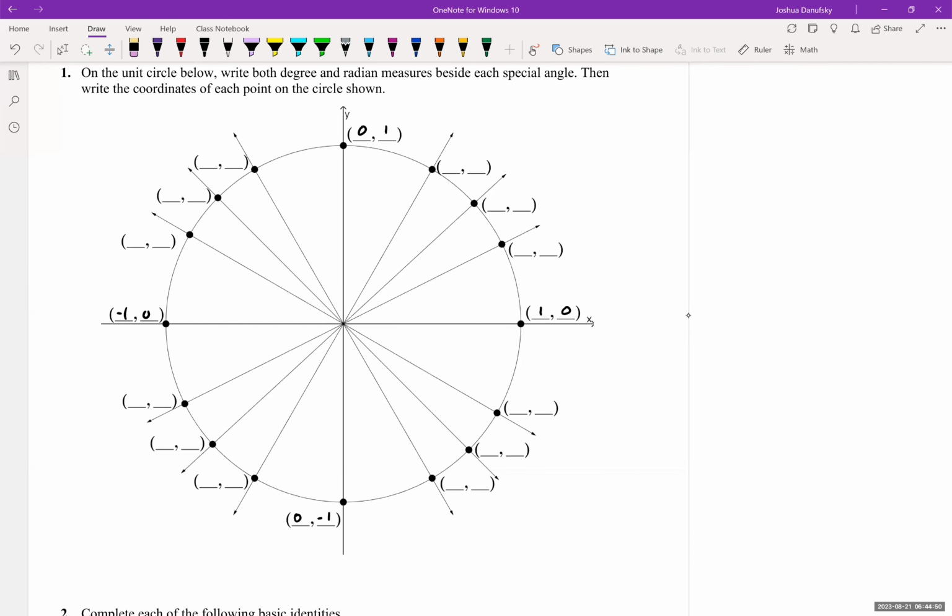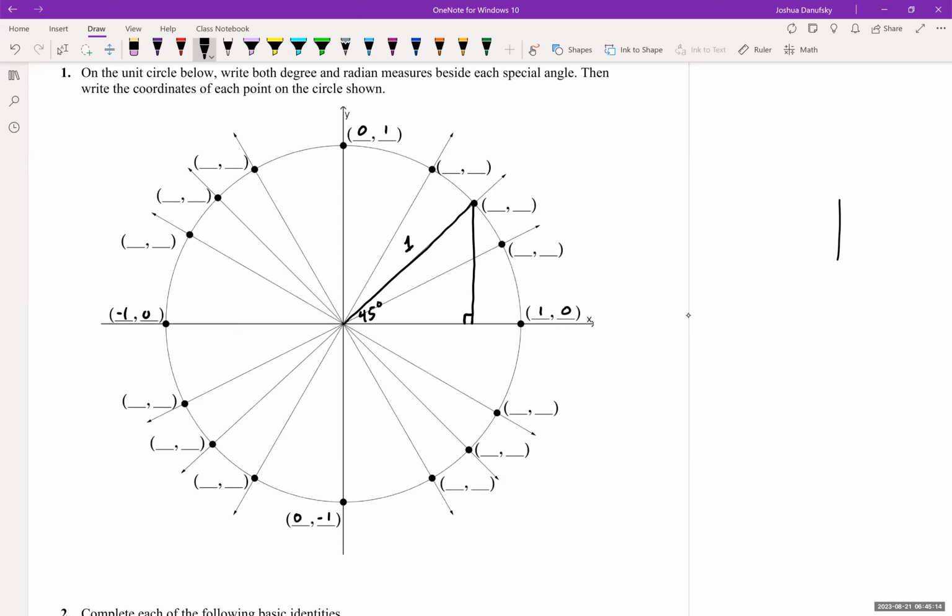From there, we're going to notice that we have two different special triangles happening over and over again in this circle. And the first one I want to look at is this one right here, which is a 45, 45, 90 triangle. This is a 45-degree angle. And we have a hypotenuse of 1, again, because that's the radius of our unit circle.